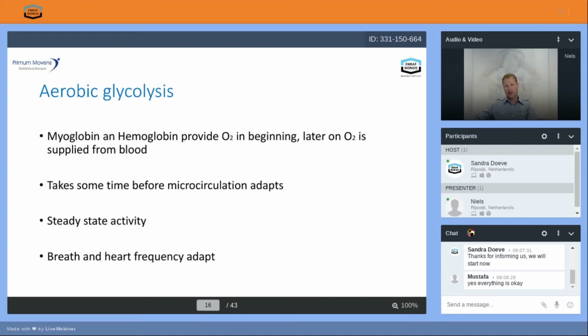Like I said, in the end, you should do a proper cooling down in order to get rid of the lactic acid. If you have been working at high levels, you want to get rid of the lactic acid. The microcirculation is important, and it is important when you work on a so-called steady state activity.